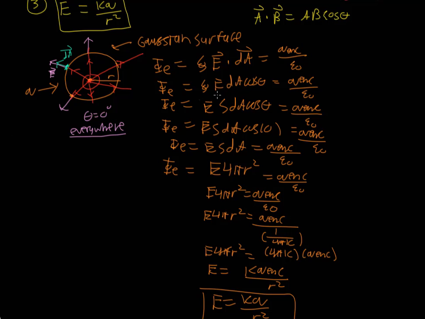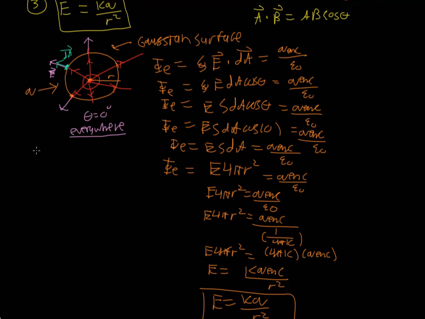So we just pull the E out, and then we just have to figure out what the theta is between E and dA. And so usually we assume it's going to have a constant angle over the entire Gaussian surface, which in this case is 0 degrees. So that just simplifies the dot product. And then you just have the integral of dA, which is just the total area of that surface.